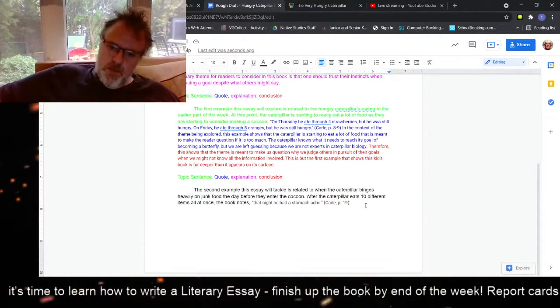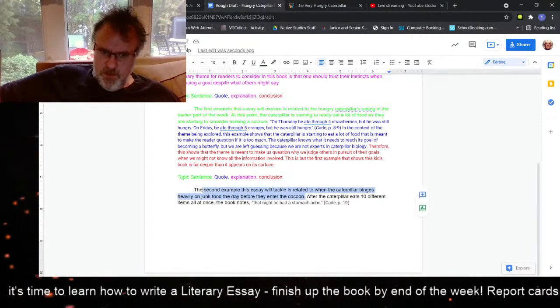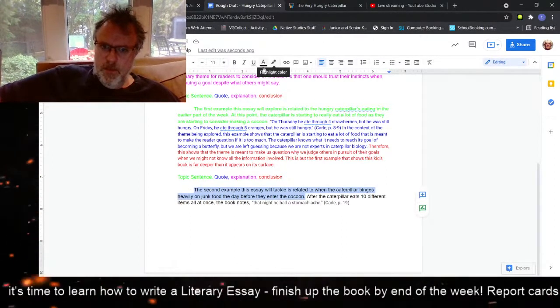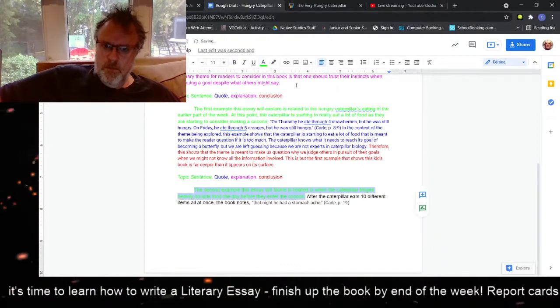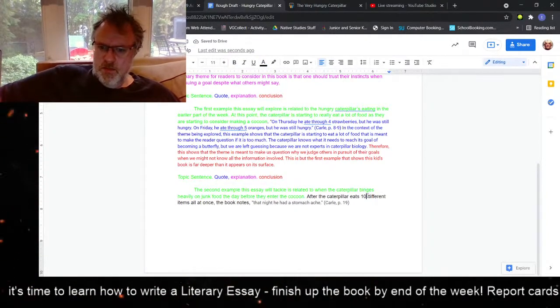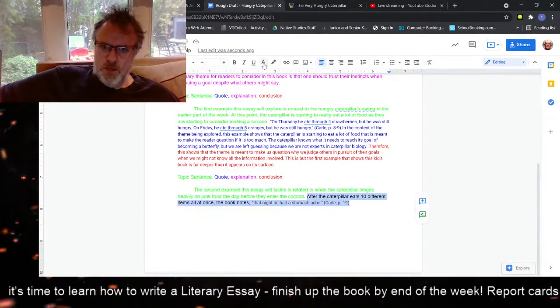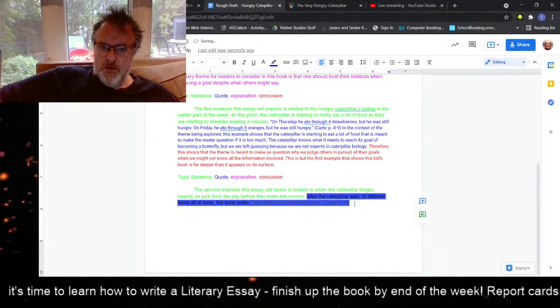So the second example this essay will tackle is related to when the caterpillar binges heavily on junk food the day before they enter the cocoon. This is green. After the caterpillar eats 10 different items all at once, the book notes that night he had a stomach ache. This is your quotation.